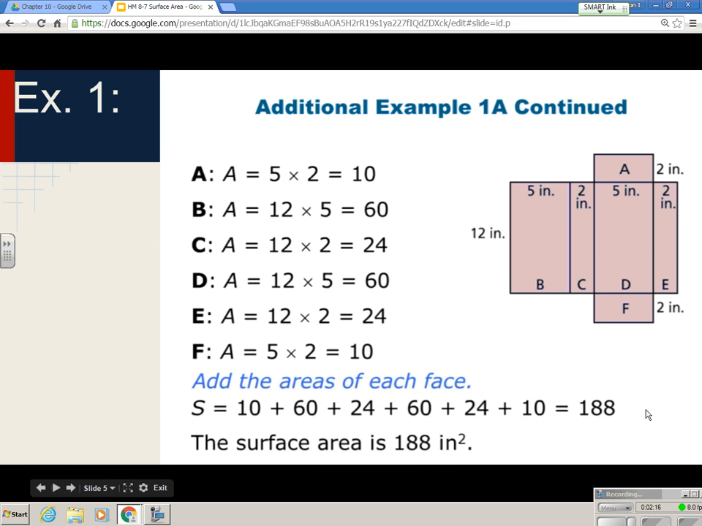So if we look at area A, it's a 5 by 2. So 5 times 2 is 10. The area B there you see is 5 times 12. That gives you 60. And you keep going. Once you have all 6 faces' areas figured out, add them together, and that's your surface area. 188 inches squared. Since it's area, it's squared. So if you want to write this example down in your notebook, I'll let you choose to do that or not.